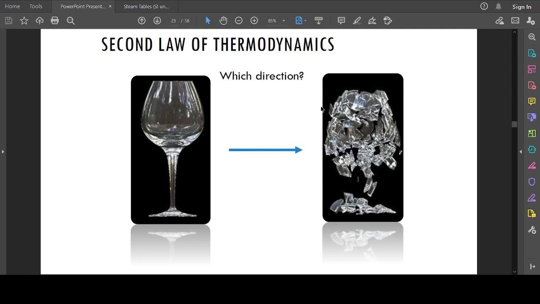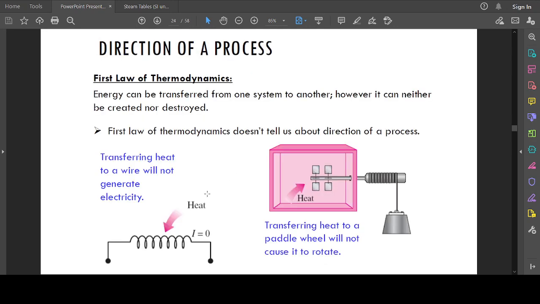So with the example given here, a glass cup will always and most likely move from being like this to being shattered, rather than the other way around. Okay, so why is it? As we've already stated, some of the examples here.